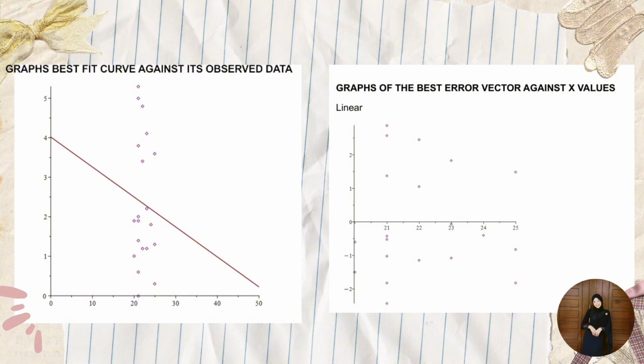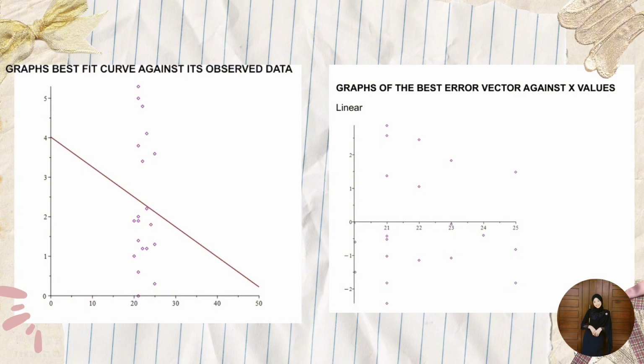Next, this graph shows the best fit linear regression line for the relationship between student age X and daily AI tool usage Y. The line slopes downward from left to right, indicating a negative relationship between the two variables. This means that as students' age increases, their daily AI tools usage tends to decrease slightly.